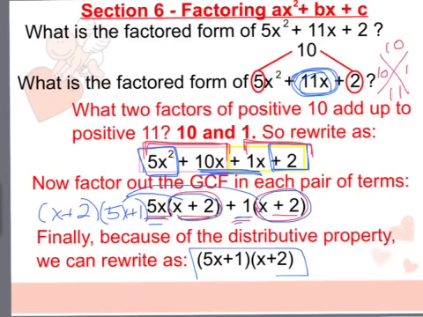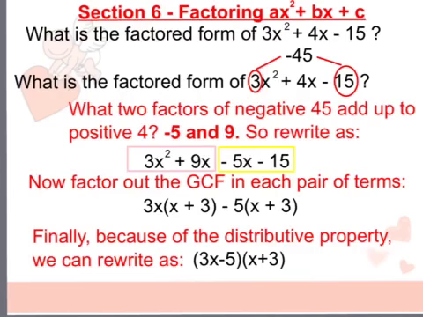So you can see that here. Because of the distributive property, we can do this. So we kind of reverse the distributive property. We took x plus 2 out of this whole polynomial. So x plus 2 goes out of this whole polynomial, and what's left over, the 5x and the plus 1, goes in the other binomial.